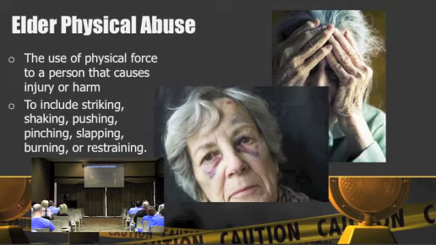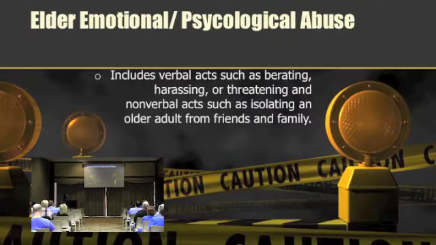The other type is elder emotional and psychological abuse. That includes any type of verbal acts, berating, harassing, threatening, and then nonverbal acts such as isolating an older adult from family and friends. So isolating that older family member, and they come in and they haven't seen anyone in months, that is a form of abuse. Okay, it's not acceptable to isolate them.